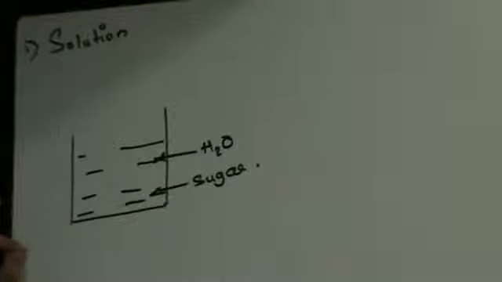The homogeneous mixture of two or more components is called a solution. Out of this, the minor component is called the solute and the major component is called the solvent. So the homogeneous mixture of two or more components is called solution. The minor component is called solute and the major component is called solvent. Fine, do we get this? So do we understand what is solution? A solution is a homogeneous mixture of two or more components.